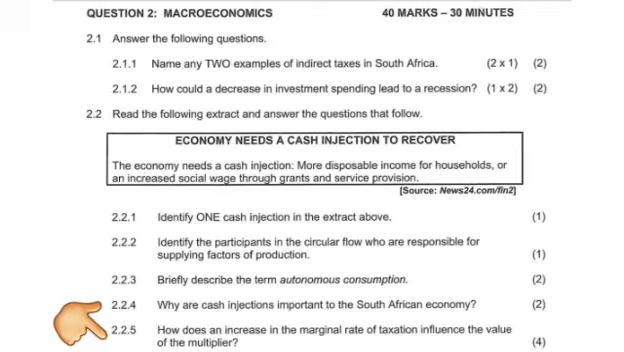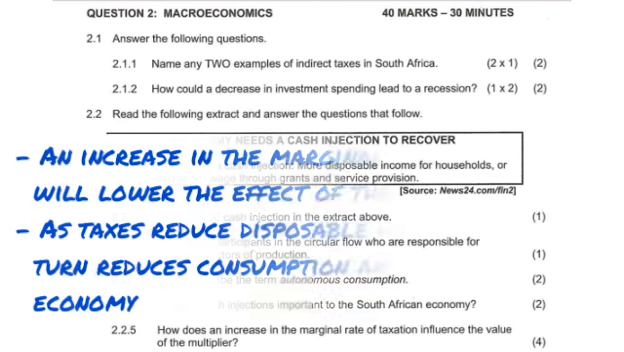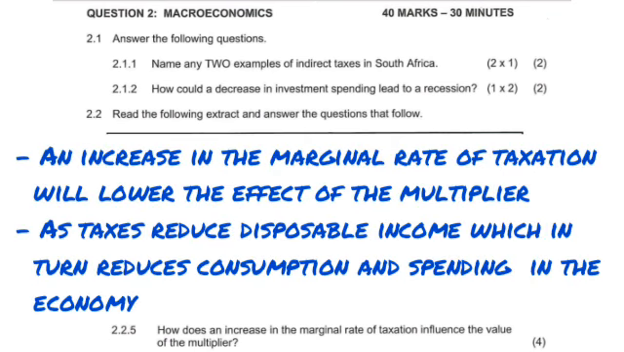2.2.5, how does an increase in the marginal rate of taxes influence the value of the multiplier? Marginal rate, we are talking about an increase in 1 unit, like VAT used to be 14% and now we make it 15%. That's a marginal increase. It's increasing by 1 unit. So an increase in the marginal rate of taxation will lower the effect of the multiplier, as taxes reduce disposable income, which in turn reduces consumption and spending in the economy.